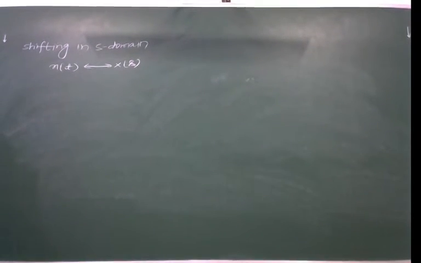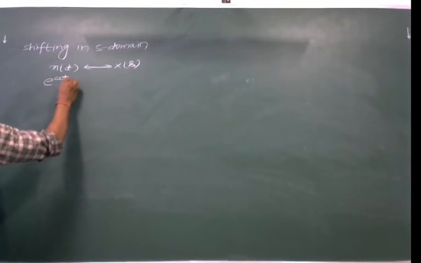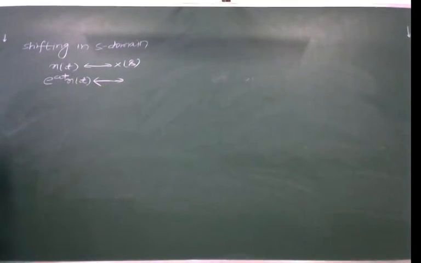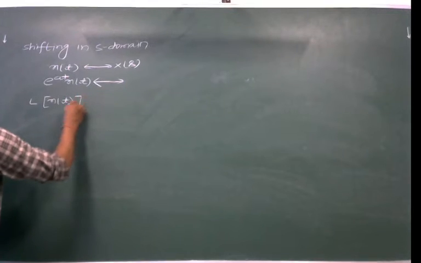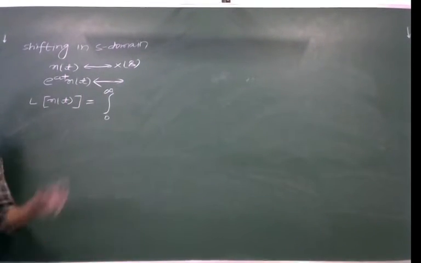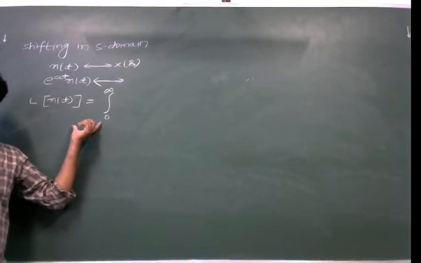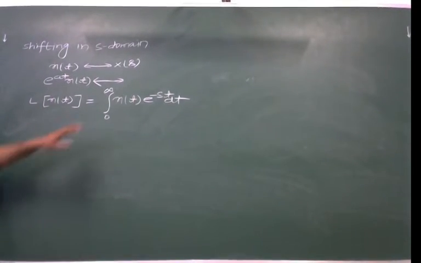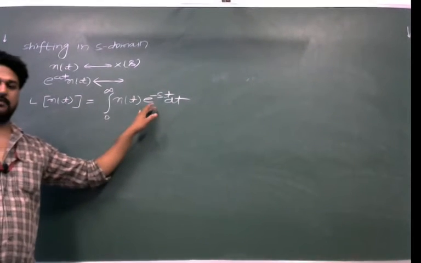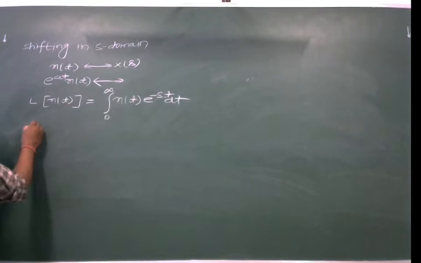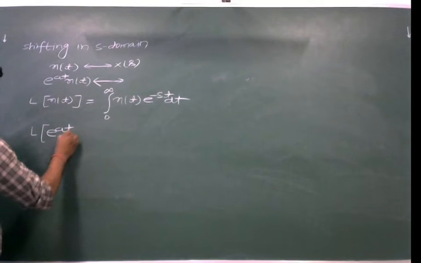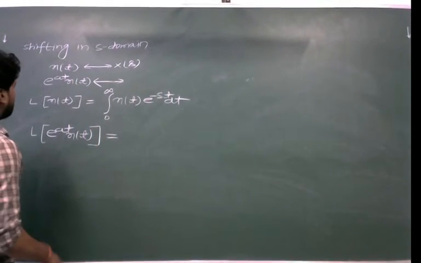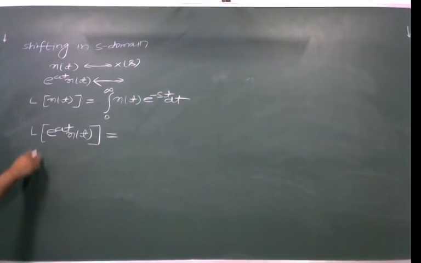and we have to get the Laplace transform of this given signal e power at times x of t. Now we know that the Laplace transform of signal x of t is equal to the integration from 0 to infinity, if it is a causal signal, of x of t e power minus st dt. And we have to get the Laplace transform of e power minus at x of t. I will define both the properties, when it is multiplied by e power minus at and when it is multiplied by e power plus at.